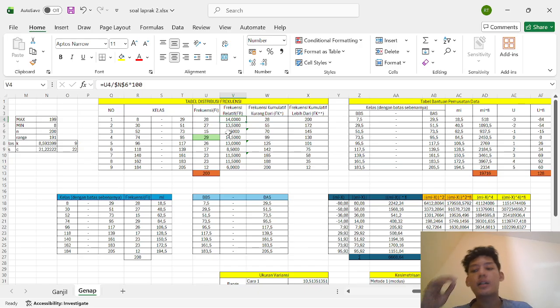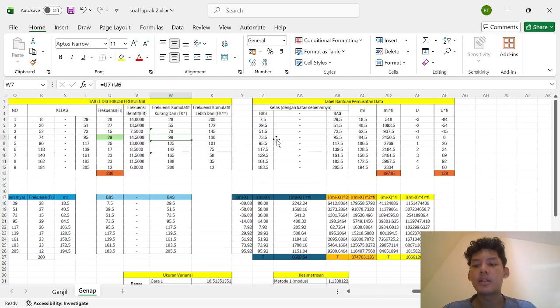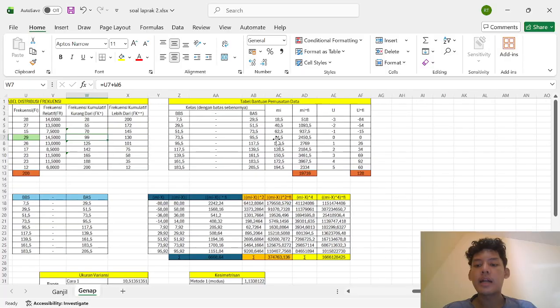Then I calculate the cumulative frequency, adding the frequency values from top to bottom. The relative cumulative frequency is calculated by subtracting the previous frequency from the total. Next, the group data calculation table.